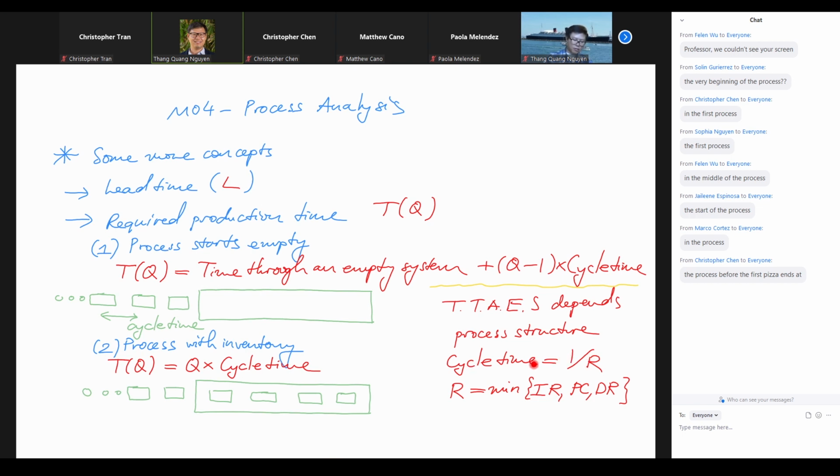So depending on number 1 or number 2, right? For number 1, we have to calculate the time to an empty system, and then we take that cycle time, put it here, and then we have that required production time. In the second scenario, we just put it straight here, multiply with the number of units, and then we have the required production time. So I hope the picture tells us the difference between the two scenarios and why we have those equations.